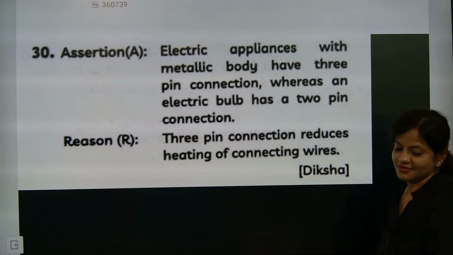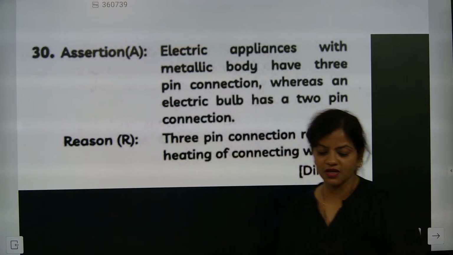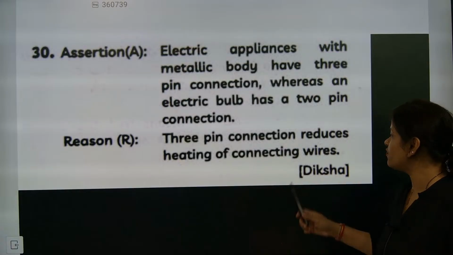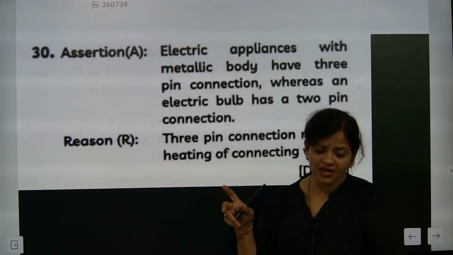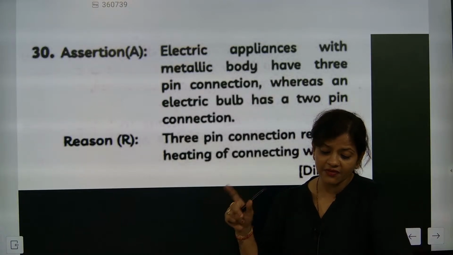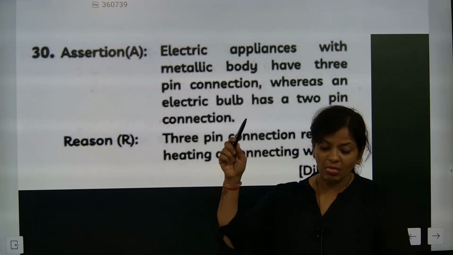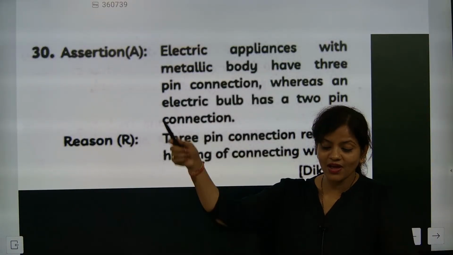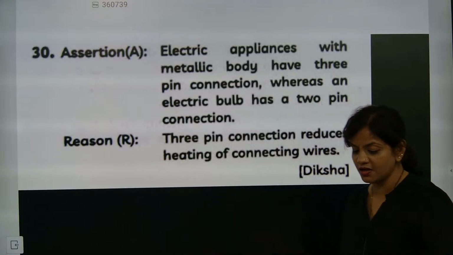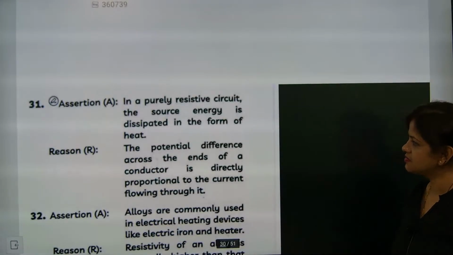The assertion is correct. The reason is false. The reason says three-pin connectivity reduces heating of connecting wire. No, that three-pin connection is for earthing. Very heavy metal appliances are there. The heavy appliances have three pins because they need earthing. Understood? One neutral, one live, and along with that, one earthing will be there. Otherwise, all will have a microjection dance.